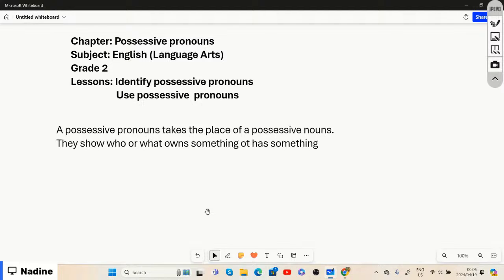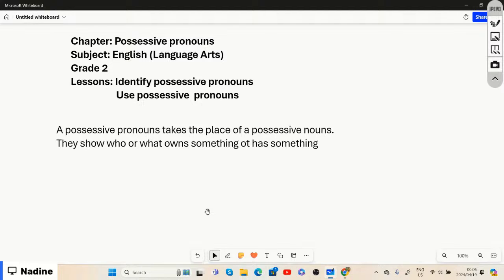All right. So when it comes to a possessive pronoun, it takes the place of a possessive noun. And the possessive noun shows who or what owns something, or who or what has something.